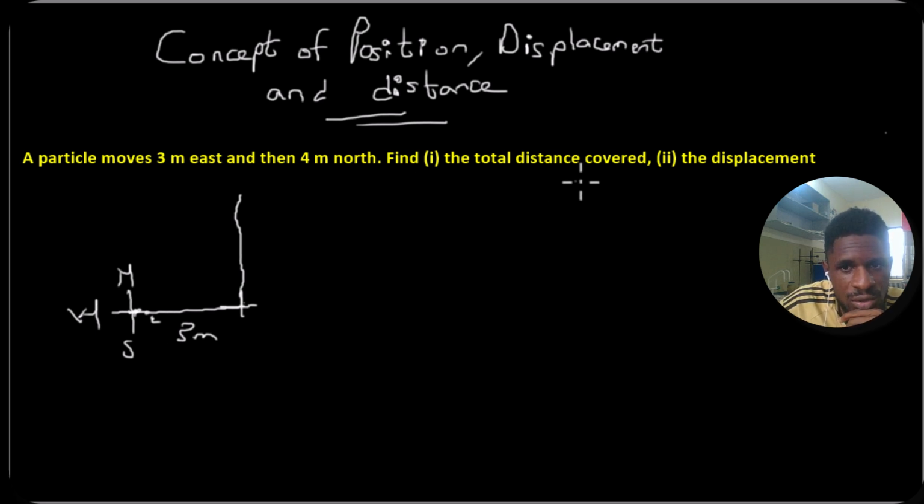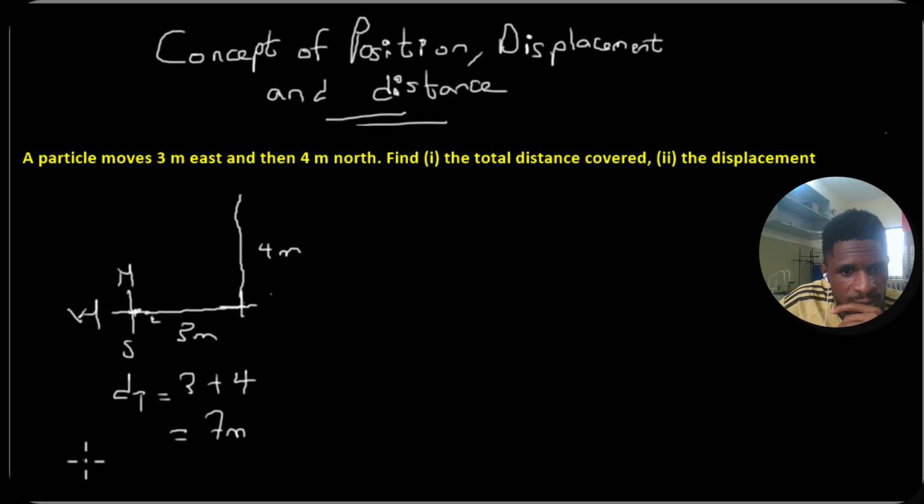Now, the total distance covered. Remember, when we're treating motion in one dimension, for distance we add the total pathway that's been covered by the object. So my total distance will simply be equal to 3 plus 4, and that's 7 meters. Remember, this is 4 meters in this direction. Okay, so this is for question 1.